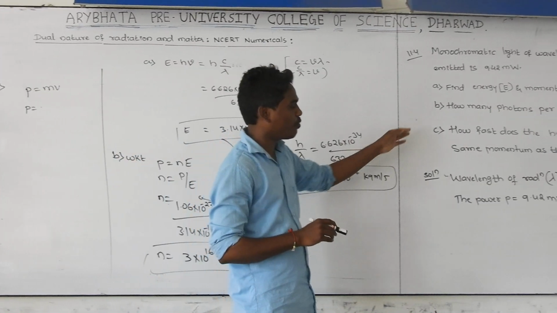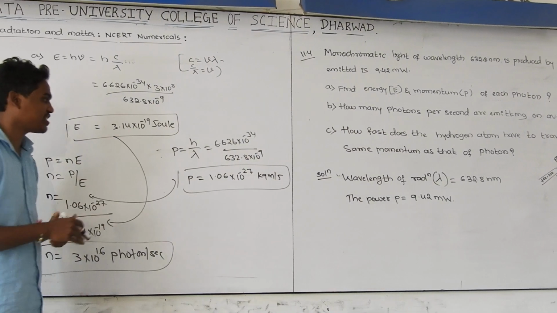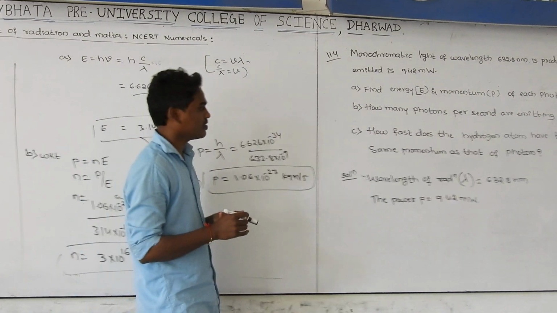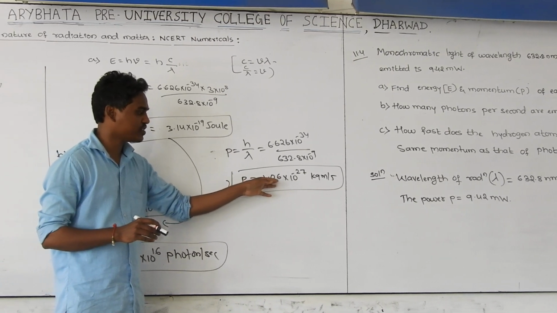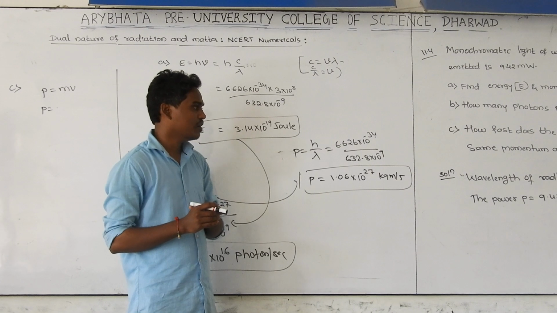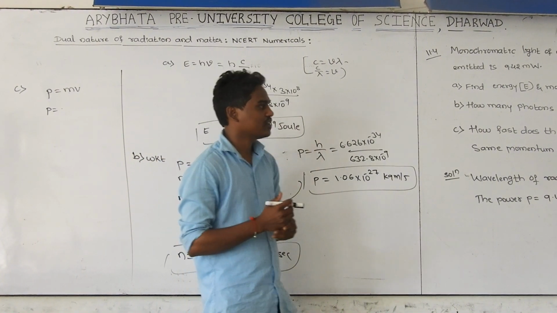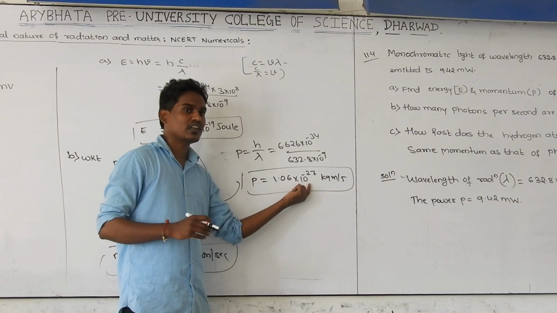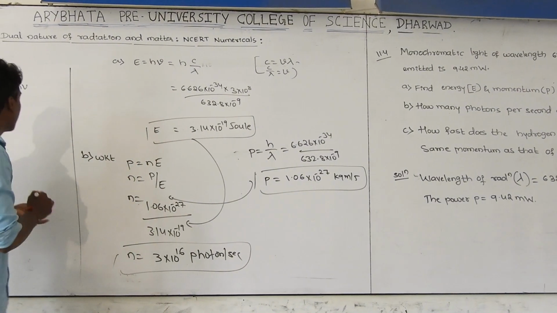The third question: how fast does the hydrogen atom have to move in order to get a momentum equal to the momentum of the electron? Here you found out the value of momentum of photon, that is 1.06 into 10 to the power minus 27 kg meter per second. But photon momentum you don't know. But in order to get the photon momentum also equal to the momentum of electron, at how much speed does that photon have to move? That's what you need to find out.